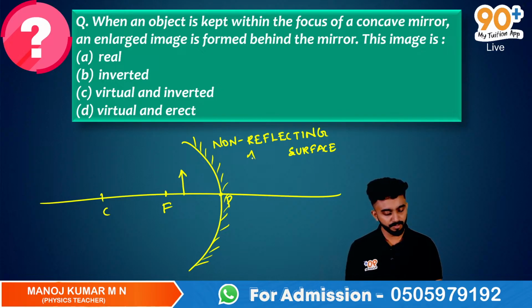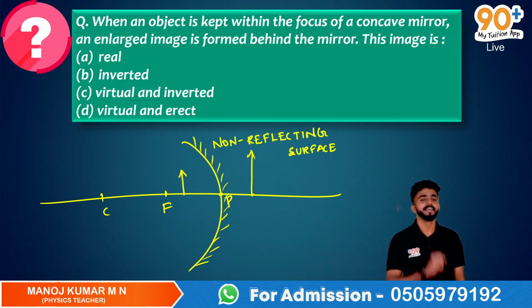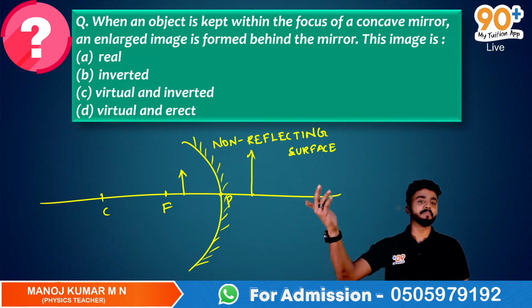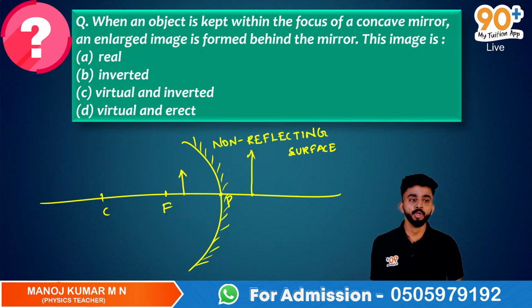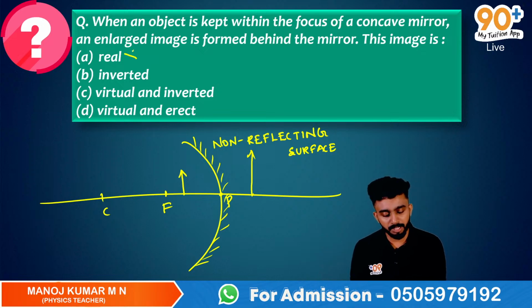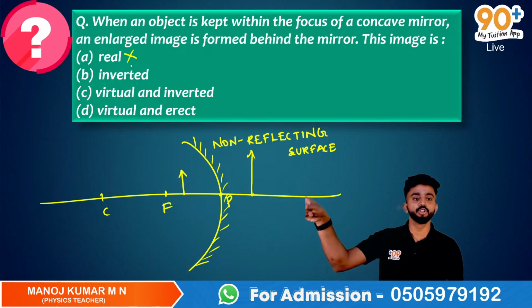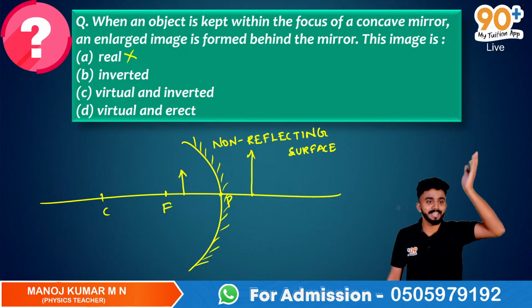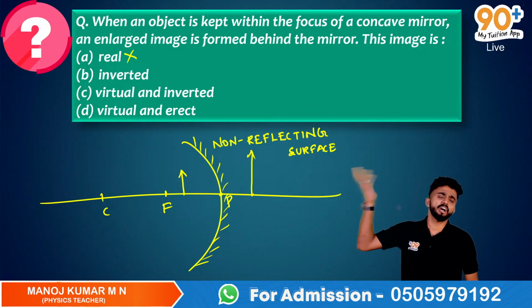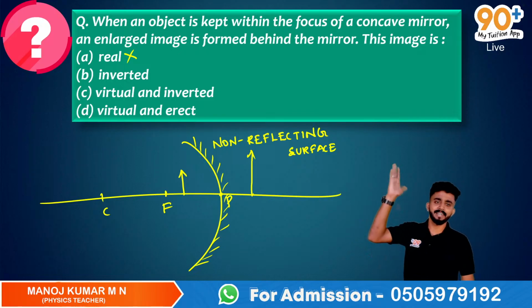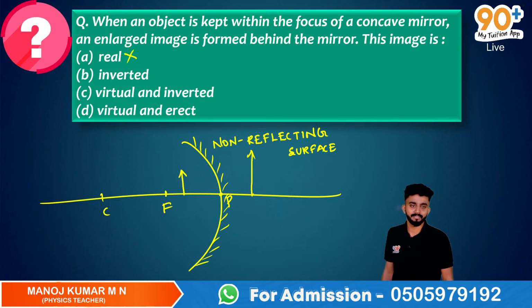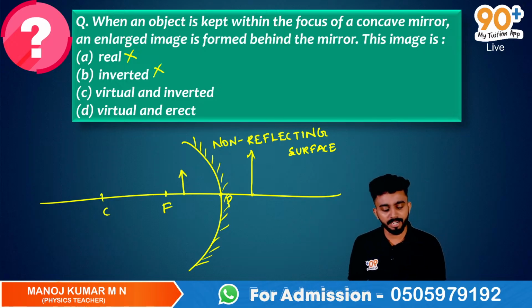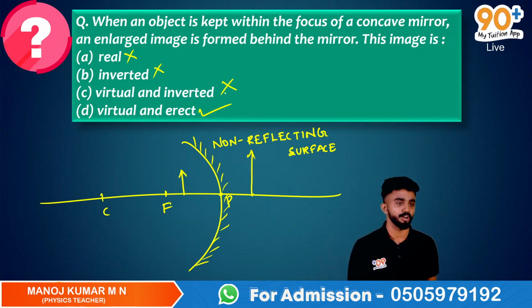So the question is, is the image real? Guys, will we get a real image behind the mirror? No, right? We will not get a real image behind the mirror. And this image, do you think it is inverted? Inverted means heads down, legs up, upside down. So this image is not at all inverted, it is obviously erect. So the image is not real, not inverted. So it is virtual and erect. So virtual and inverted is also wrong.